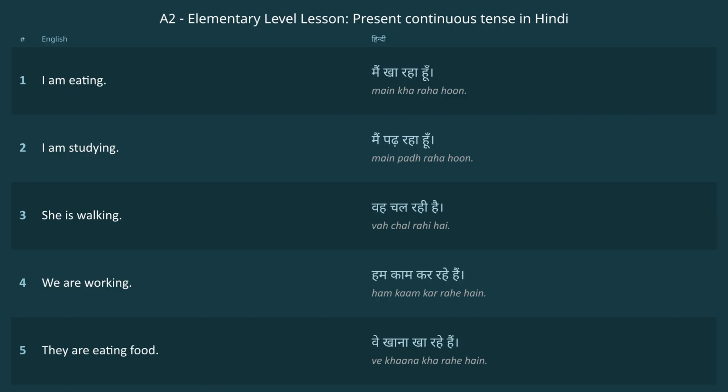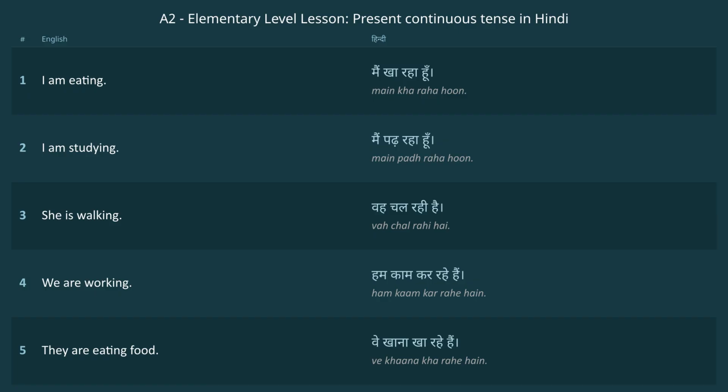Same with studying. मैं पढ़ता हूँ means I study in general. But right now, books open, coffee there, slight panic, exam tomorrow, then it's मैं पढ़ रहा हूँ or मैं पढ़ रही हूँ. Let's talk about common mistakes because these are super fixable.